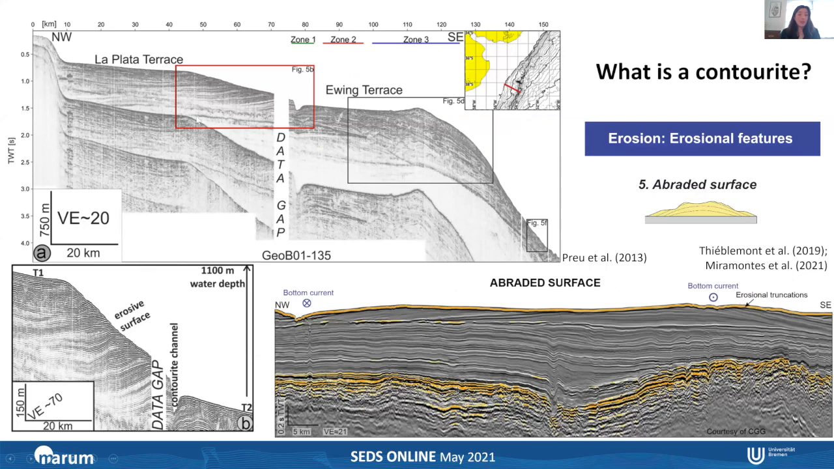In the areas where the currents are very intense, we can also have large surfaces that are eroded, and we call them abraded surfaces. Here you can see an example from the Argentine margin, where in between the terraces there is a large area that is totally eroded with abundant truncations. But then we can also find it on the seafloor, the basin floor, where the whole basin is just completely eroded, as in this case from the Mozambique channel.